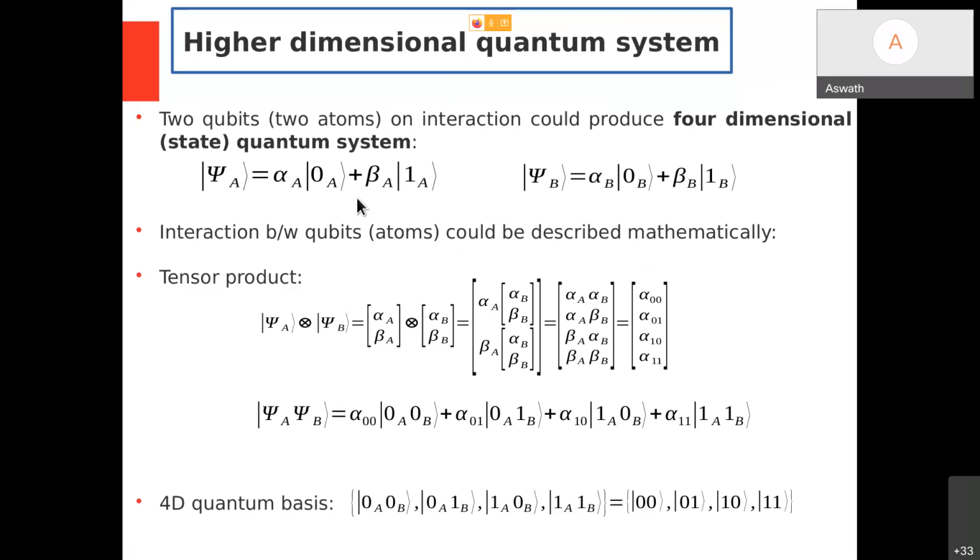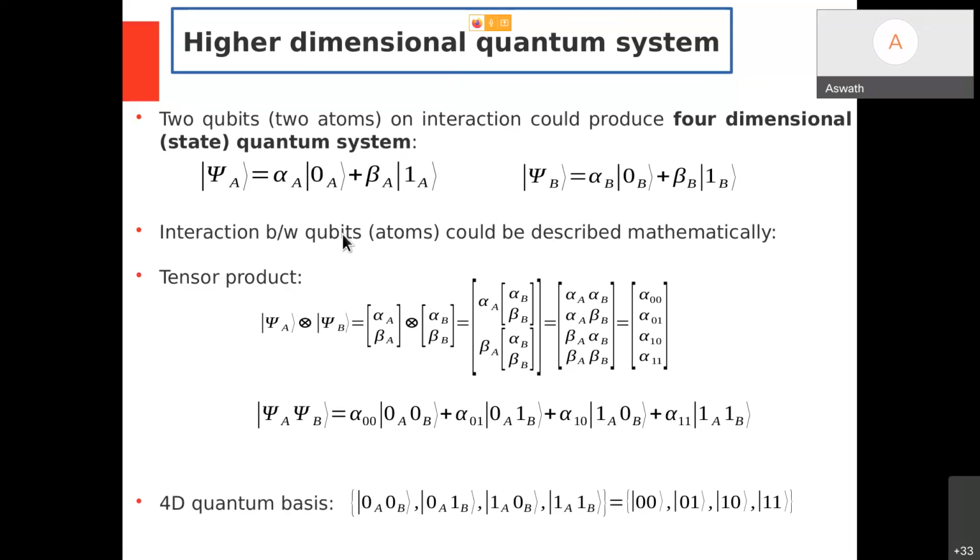Just take one atom which can exist in ground and excited states with some probabilities, where alpha A and beta A are probability amplitudes. Similarly, take another quantum system, another atom, and put them in a box where they can interact. Okay, so when they're interacting, mathematically, how do I represent their interaction? I represent it by a tensor product, psi A tensor product with psi B.